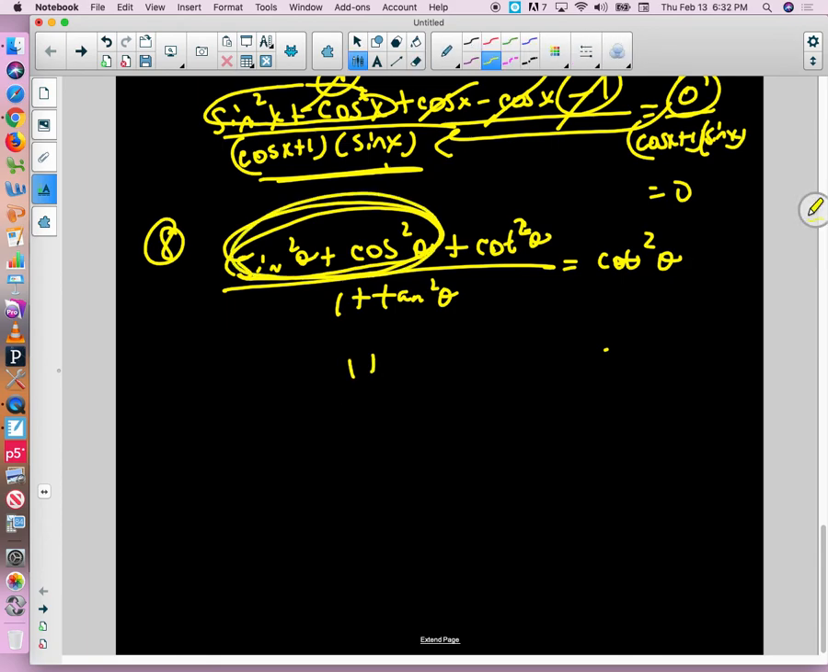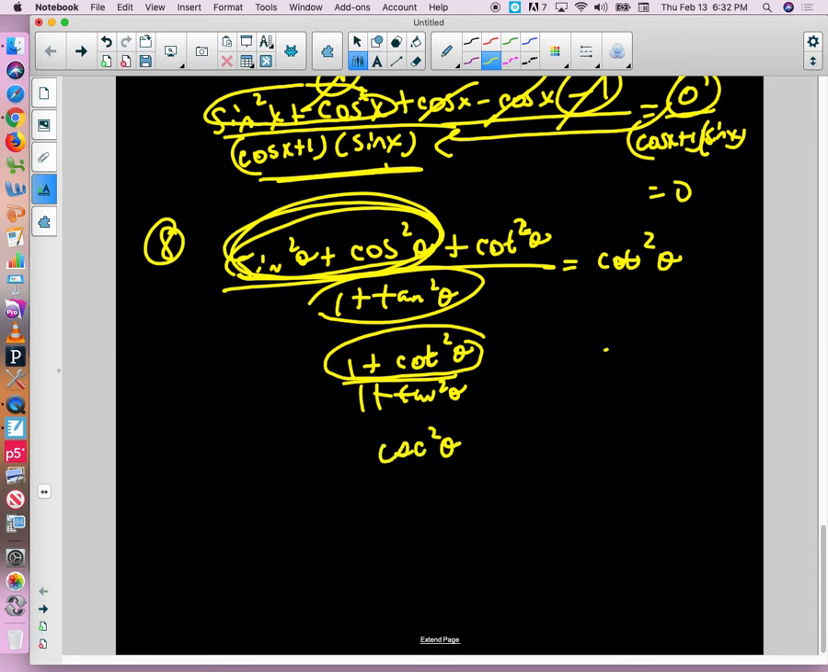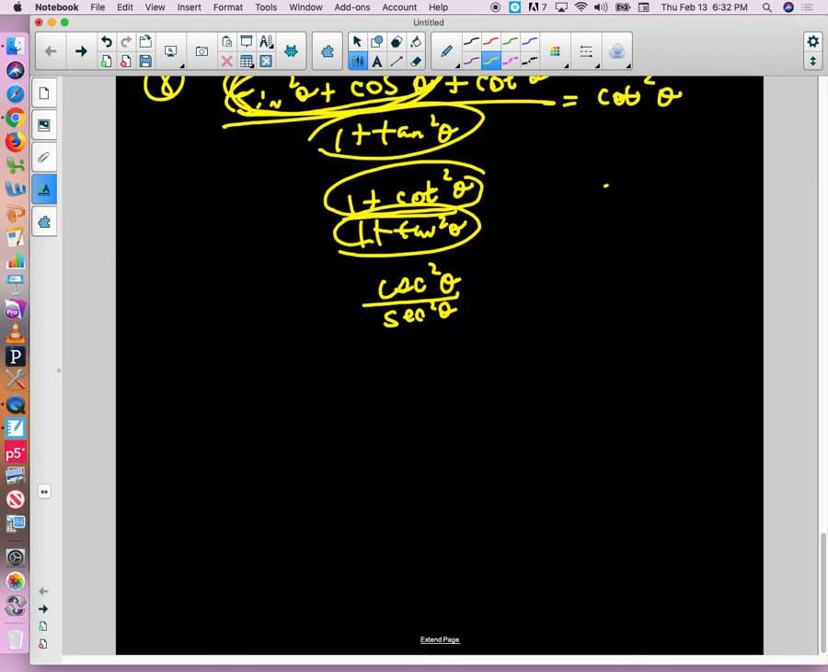So sine squared plus cosine squared is 1. So this gives me 1 plus cotangent squared over 1 plus tangent squared. However, 1 plus cotangent squared is cosecant squared. 1 plus tangent squared is secant squared. Need those memorized. Then I'm going to do everything to sine and cosine.